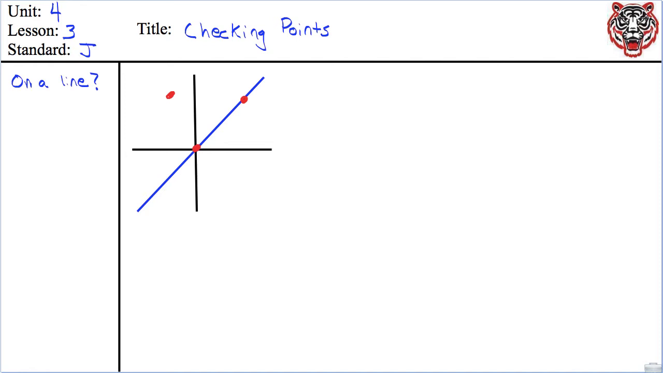So I need someone to volunteer with a quiet raised hand. What is the equation of this line? Do we know? Maybe this is above our level. Y equals x. It is, yeah. Thank you, Colby. It's y equals x.